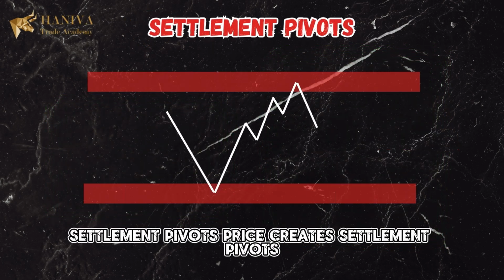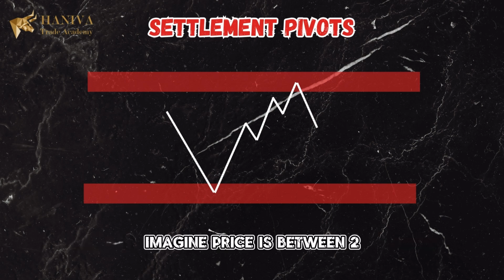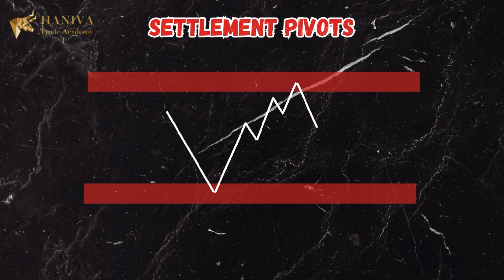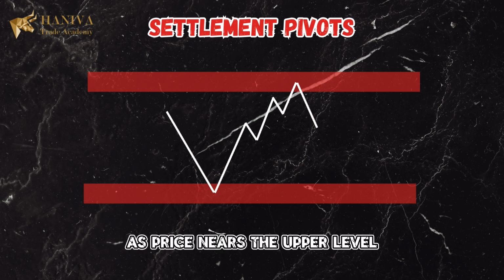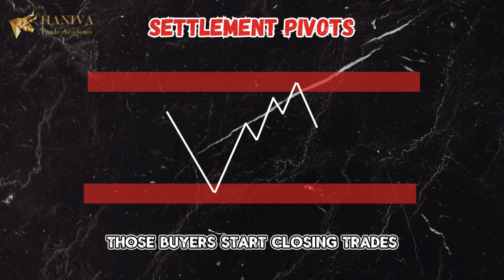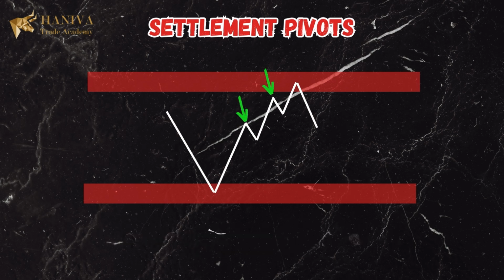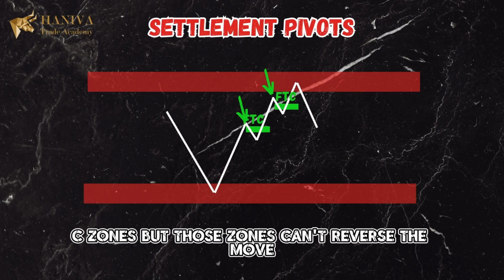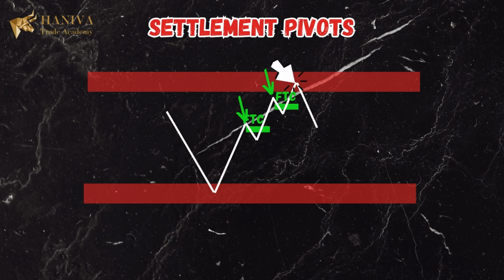Settlement pivots. Price creates settlement pivots when it moves between two aligned levels. Imagine price is between two 4-hour levels. It touches the lower one, sentiment shifts, and buyers step in. As price nears the upper level, those buyers start closing trades expecting a reversal. That creates a settlement pivot. These also have FTC zones, but those zones can't reverse the move. Price will keep going until it hits the main level.